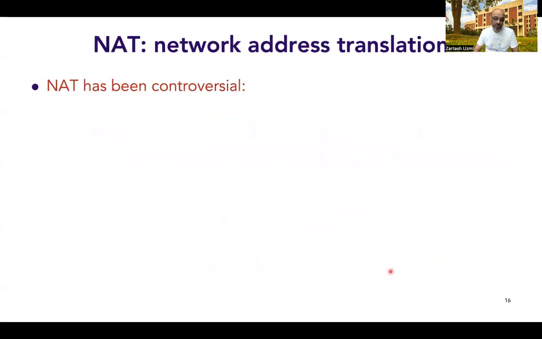So network address translation has been controversial for various reasons. First, people argue that routers should only process up to layer 3. Why are you playing with layer 4? NAT is sort of a router. Why is it playing with port numbers, which are layer 4 addresses?